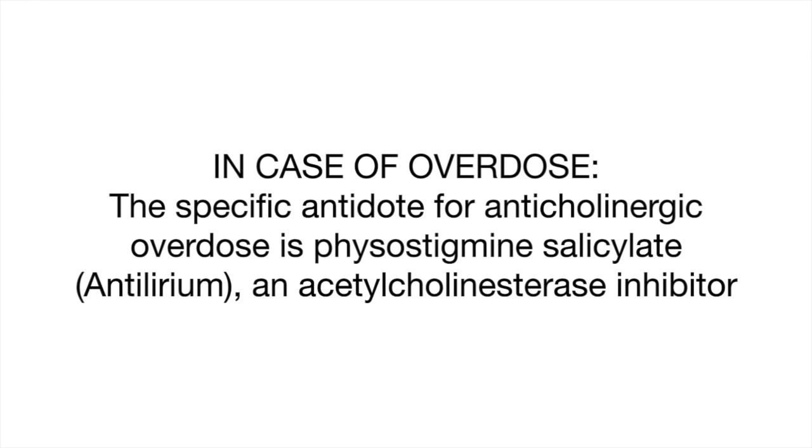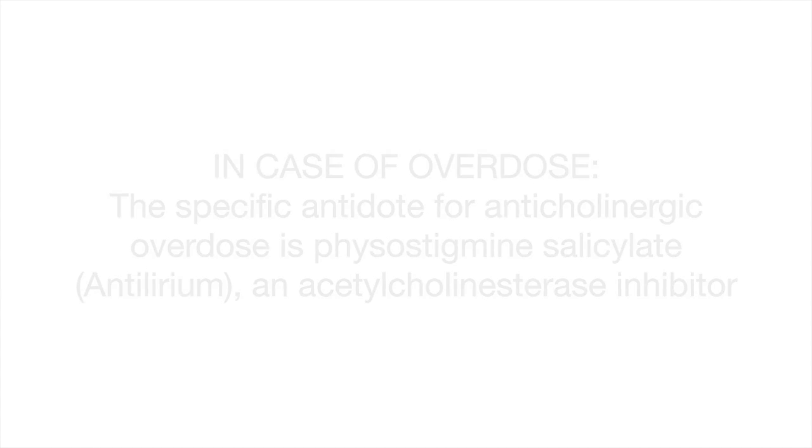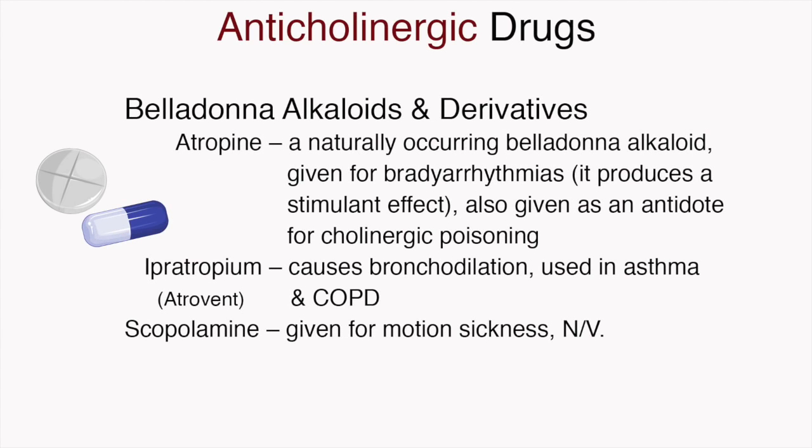The specific antidote for anticholinergic overdose is physostigmine salicylate, or Antilirium, an anticholinesterase inhibitor. Some specific examples of anticholinergic drugs include belladonna alkaloids and derivatives, such as atropine, which is a naturally occurring belladonna alkaloid, given for bradyarrhythmias. It produces a stimulant effect, and is also given as an antidote for cholinergic poisoning.